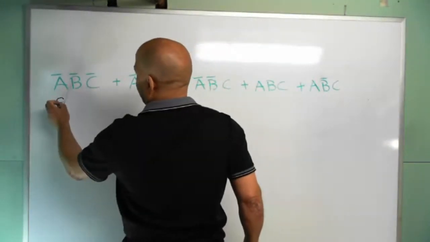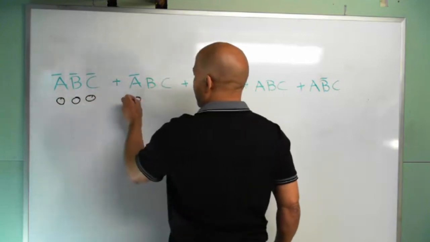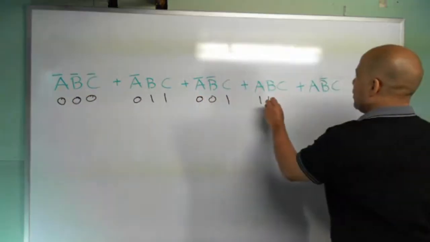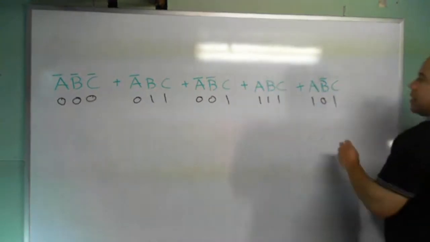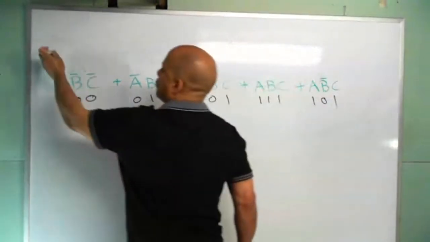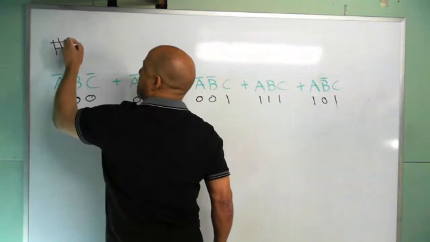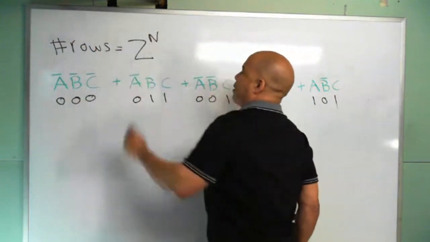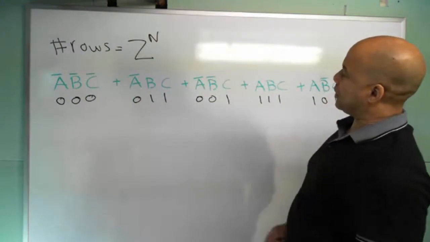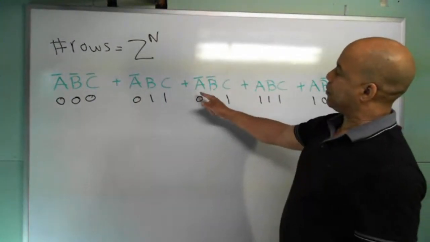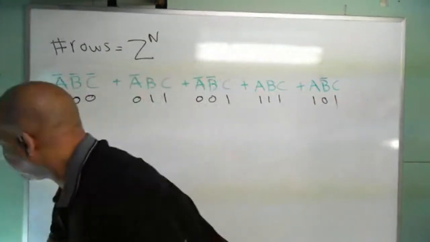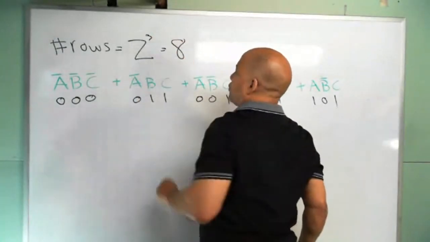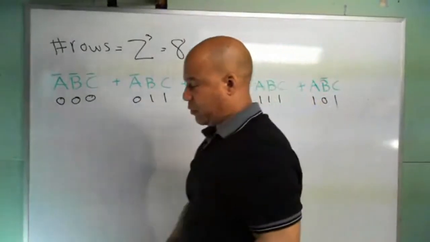Okay, I get a 0, 0, 0, 0, 1, 1, 0, 0, 1, 1, 1, 1, 1, 0, 1. Number of rows in the truth table is 2 to the nth power, where n is the number of variables in the term. That's standard SOP. We have 3 here, so I need 8 rows. I'll build my truth table.